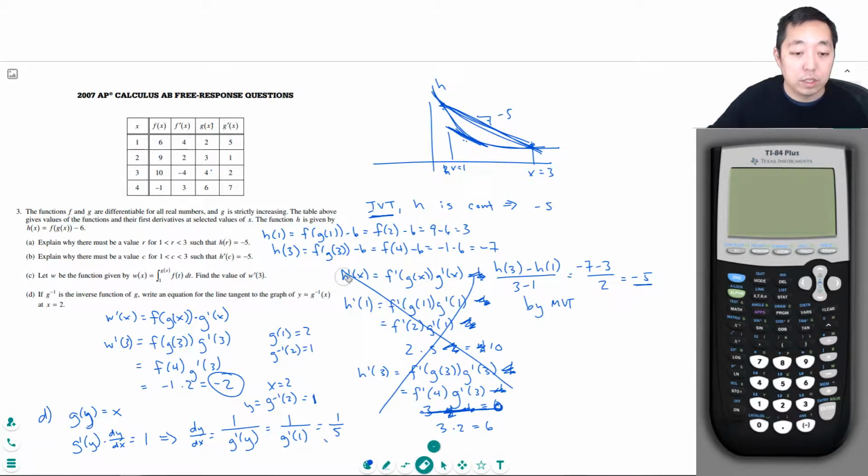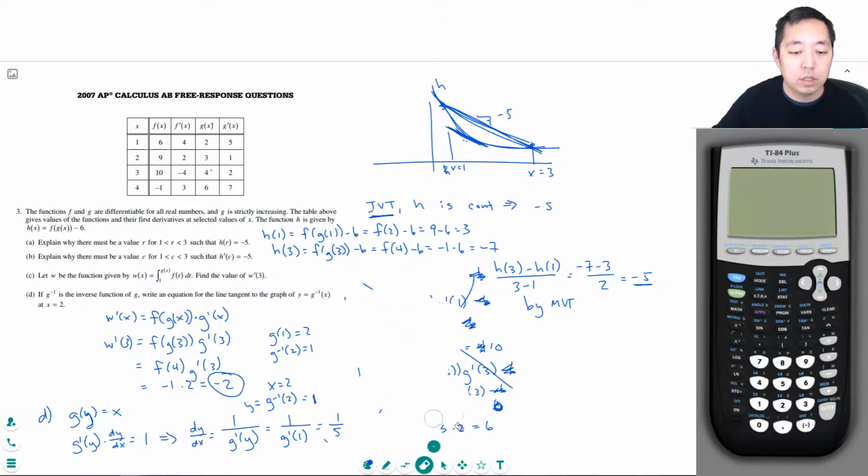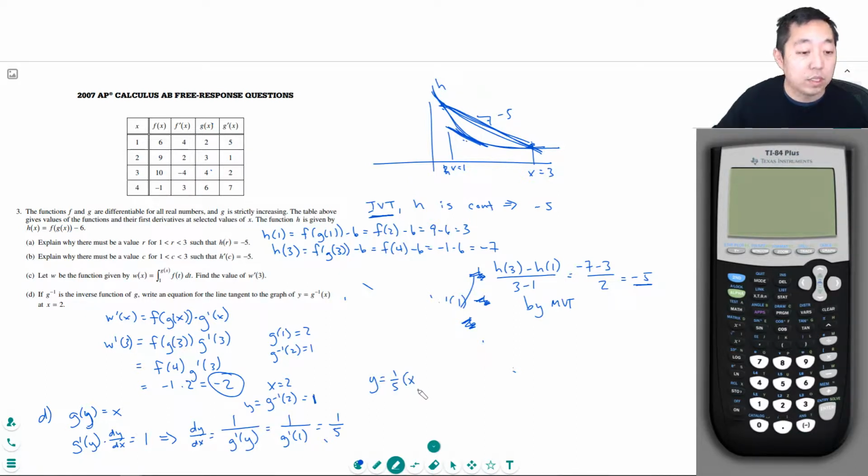I'm going to erase all of this stuff real quick just to make room. So some people memorize the derivative of inverses and stuff. I just do it by implicit differentiation here to solve it. So then I have y is equal to 1/5 x. I do point slope form for line tangents: x minus x naught, where the point is x equals 2, plus y naught, where y naught was 1. So that would be the equation of my line.